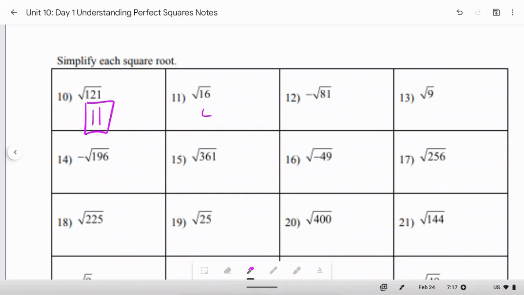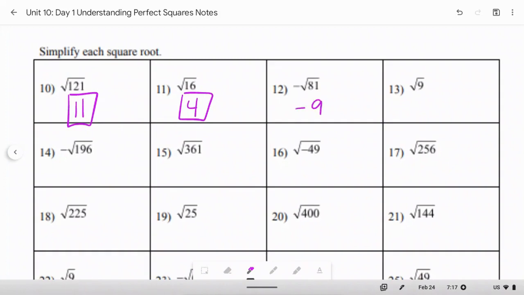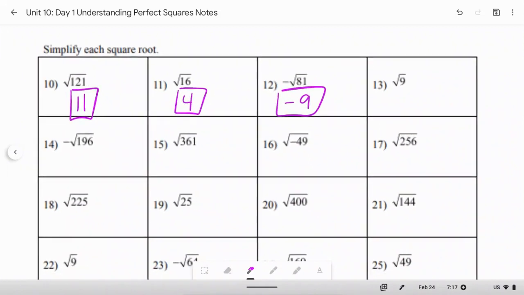The square root of 16 is 4. The square root of 81 is 9, but there's a negative sign out front, so make sure you put a negative with that, so negative 9. The square root of 9 is just going to be 3.